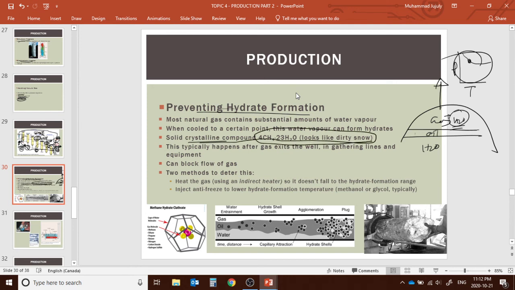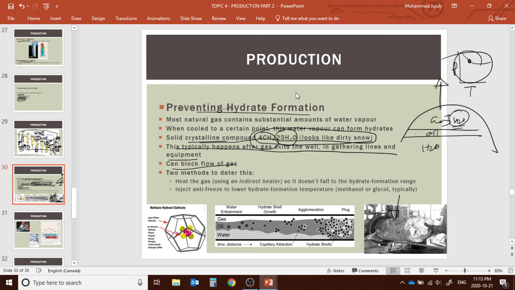These crystals, or clathrates, look like dirty snow. This is not snow, and it's not frozen, it's not like ice. This is something we call hydrate. It has methane molecules attached to the water molecules. Typically this happens after the gas exits the well, in the gathering lines, or sometimes even in gas transmission pipelines. It can block the flow of the gas. This is how hydrates can totally block the gas.